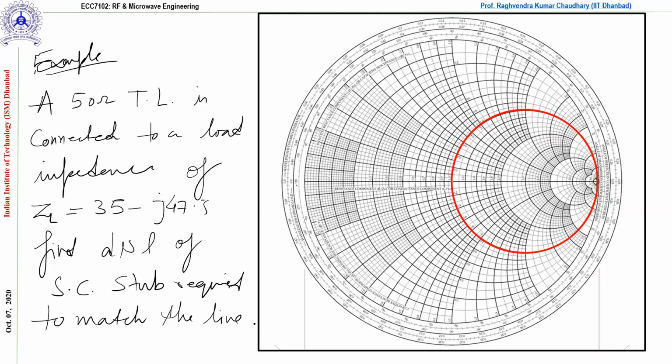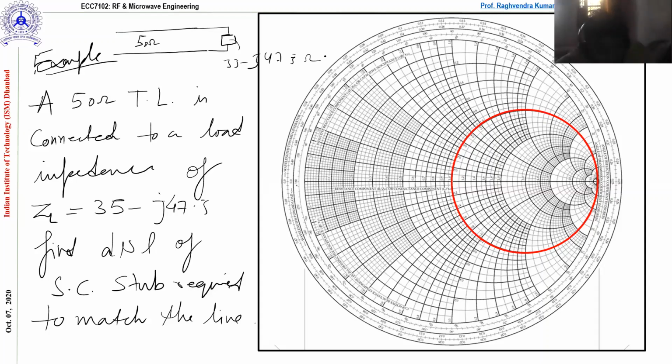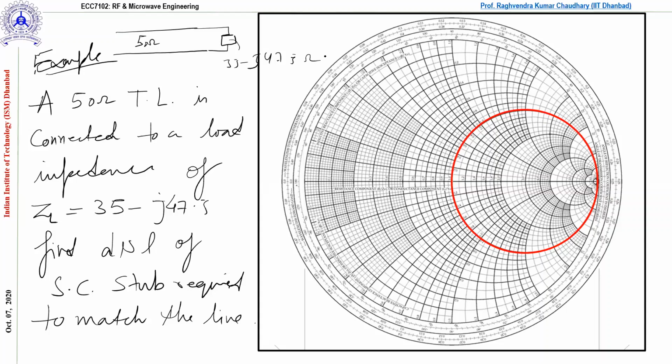Fine. How will we do it? Okay, so please open your Smith chart, because it is required to understand. I'm going to tell you some of the steps. I'm repeating the problem once again. We have a 50 ohm transmission line, and there is a load connected. This load is 35 minus j47.5 ohm. Now we have to match the system. You can clearly see the characteristic impedance is 50 ohm and the load is this, so definitely there would be a mismatch.